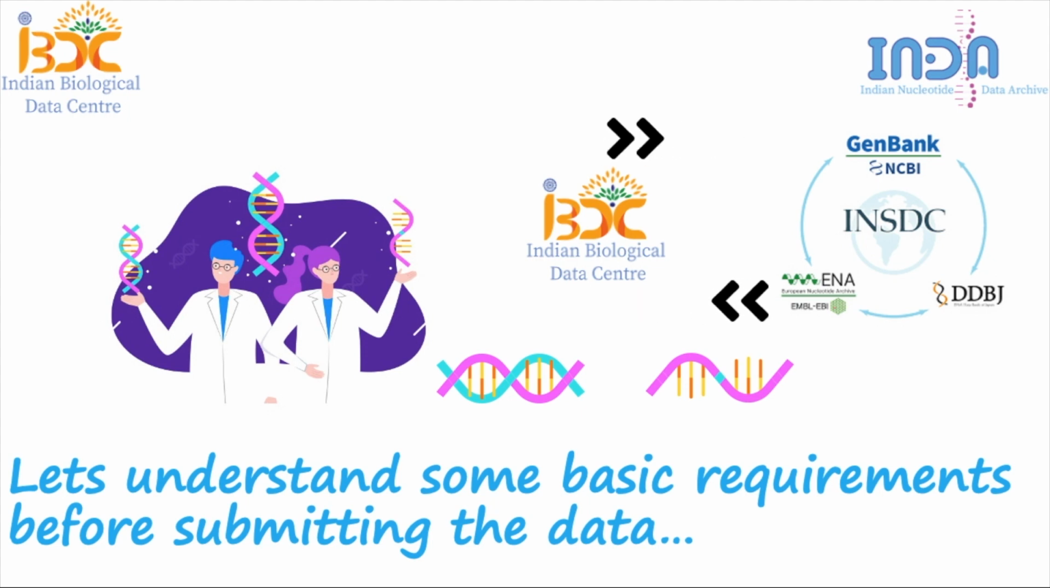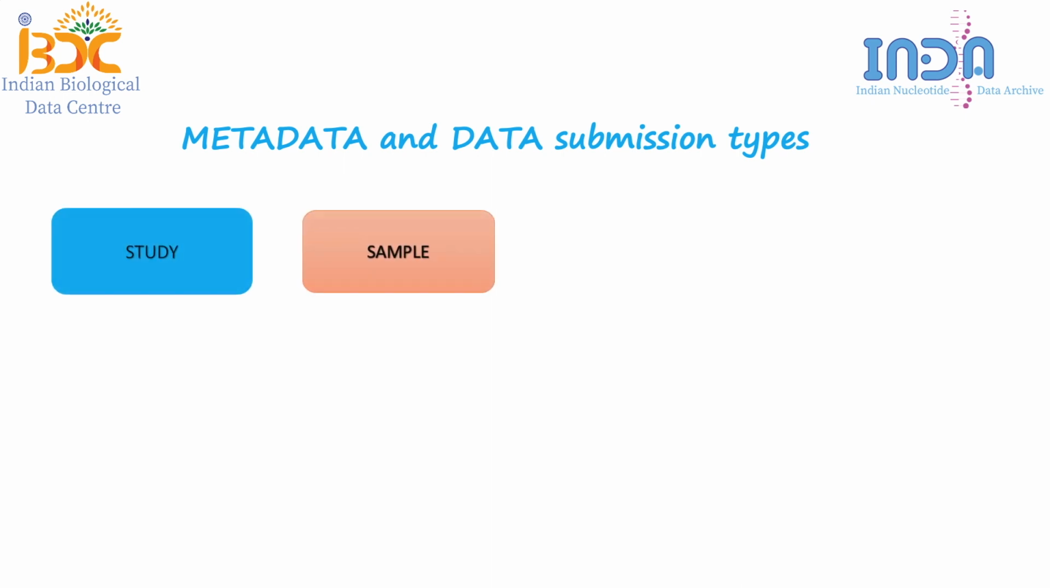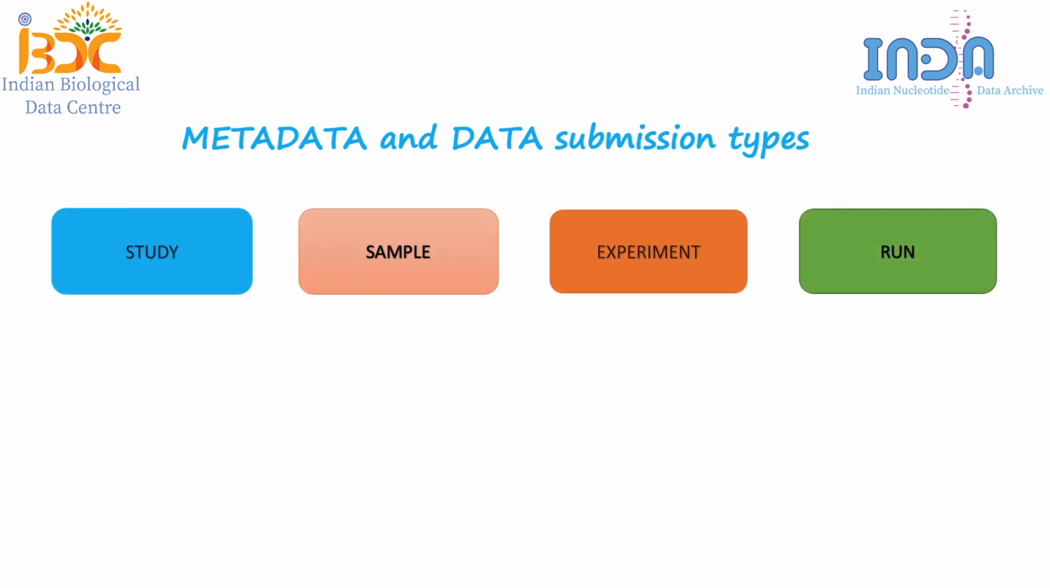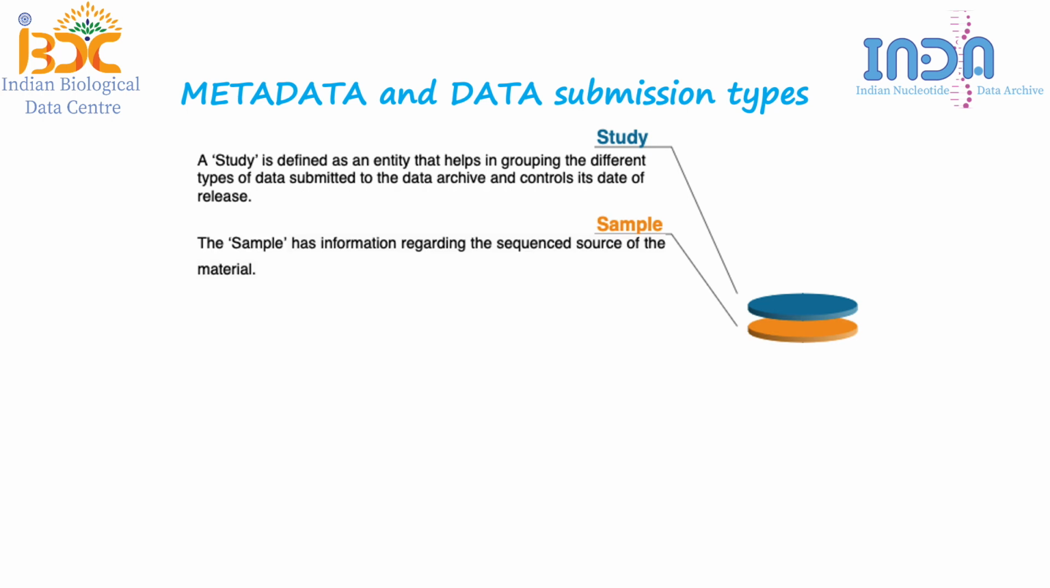Thus, all submissions must include various metadata groups such as study, sample, experiment, run, assembly, and annotated sequences. A study is defined as an entity that helps in grouping the different types of data submitted to the data archive and controls its date of release. The sample has information regarding the sequenced source of the material.